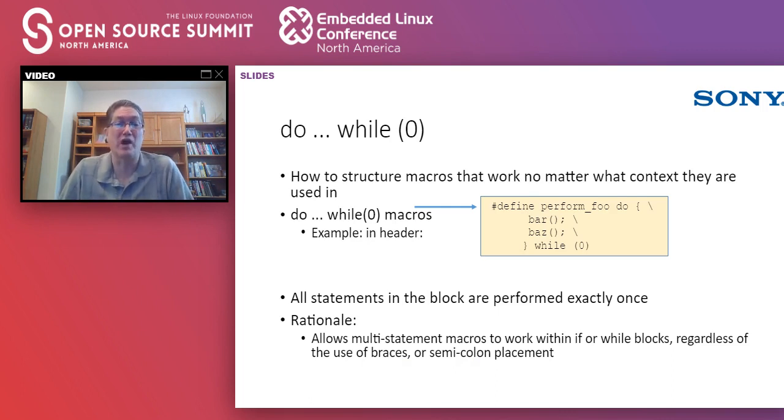The next thing I want to talk about is do while. You see this a lot in header files in the kernel. And this is how to structure macros, particularly macros that do multiple operations, so that they can work in any context. The goal here is that all statements in the block are performed exactly once. The rationale is that multi-statement macros, under certain conditions, if you're not careful, they'll act weird.